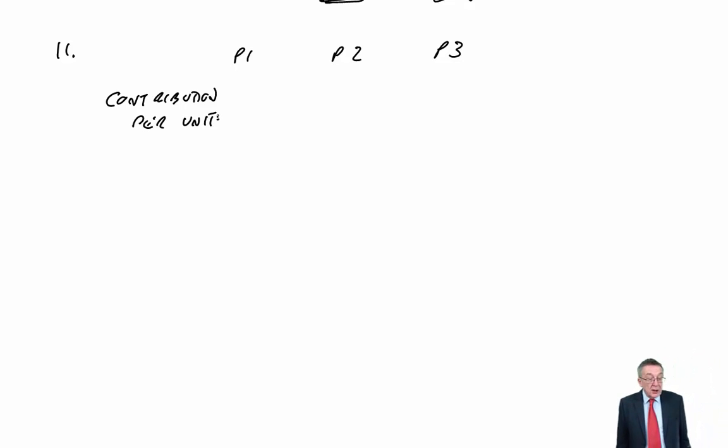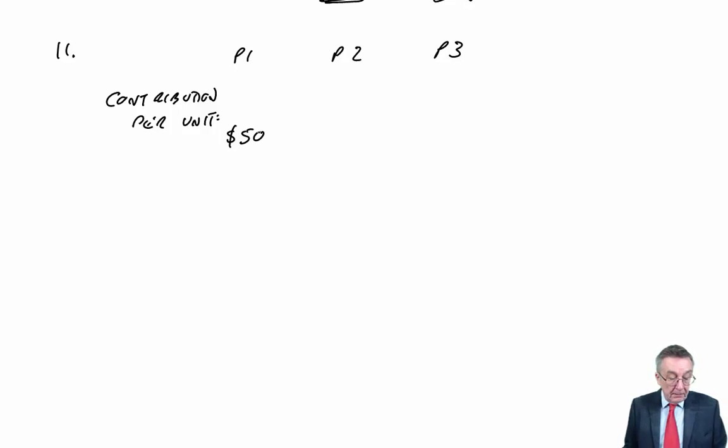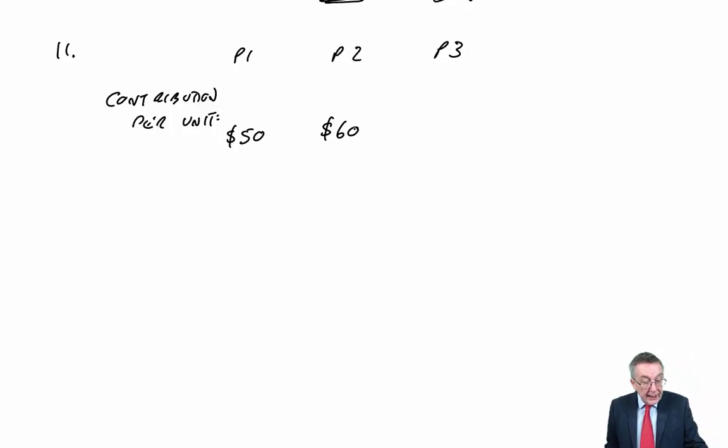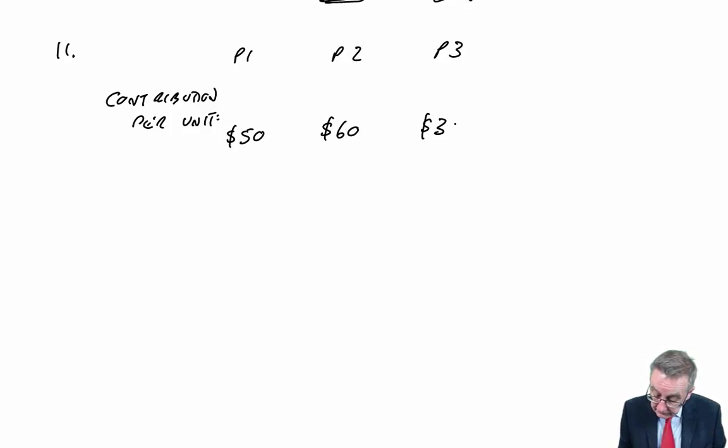Remember, contribution is selling price less variable costs, or faster, it is the profit before fixed overheads. So for P1, the profit is 44, fixed overheads are 6. The contribution must be 50 per unit. For P2, 51 profit plus 9 fixed overheads, profit before fixed overheads, the contribution must be 60 per unit. And for P3, 26 plus 12 is what? 38.